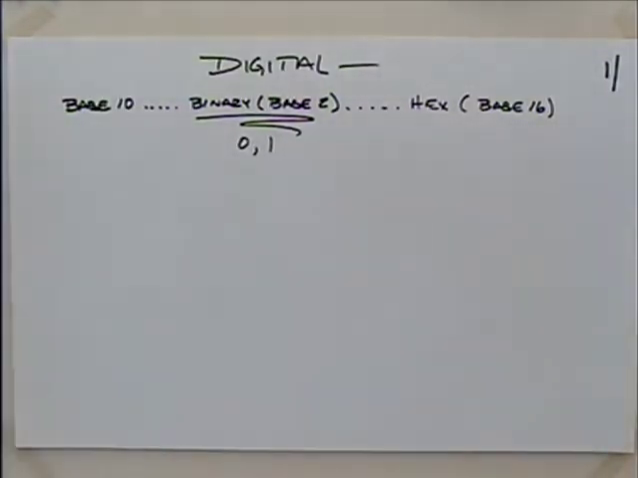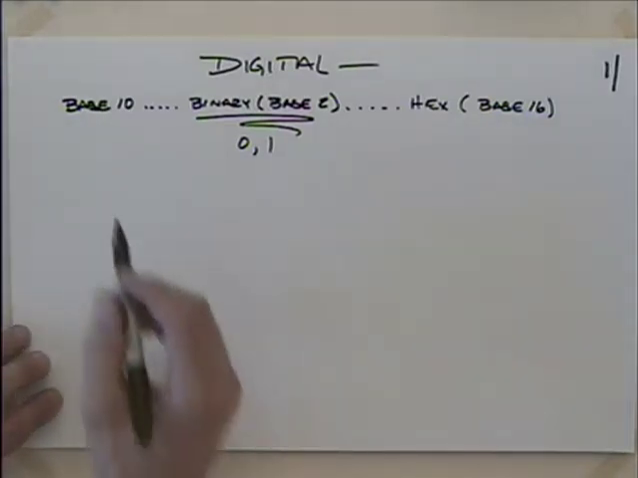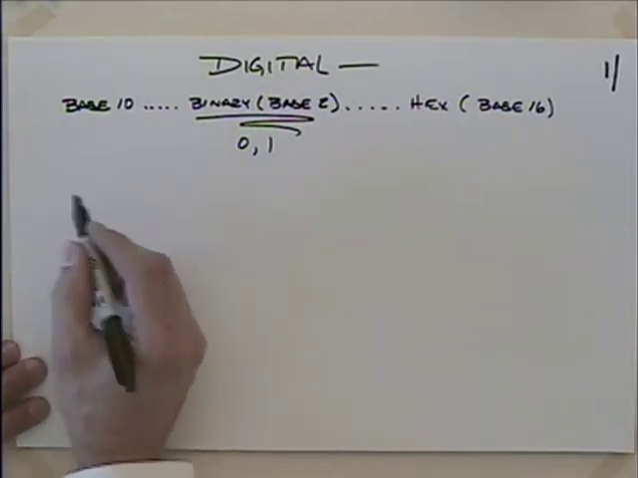When you start thinking about how to build things, you build them with switches. The switch is either off or the switch is on. Makes it a lot easier than trying to have a switch that has 10 different positions or something like that. So let's work our way through binary.